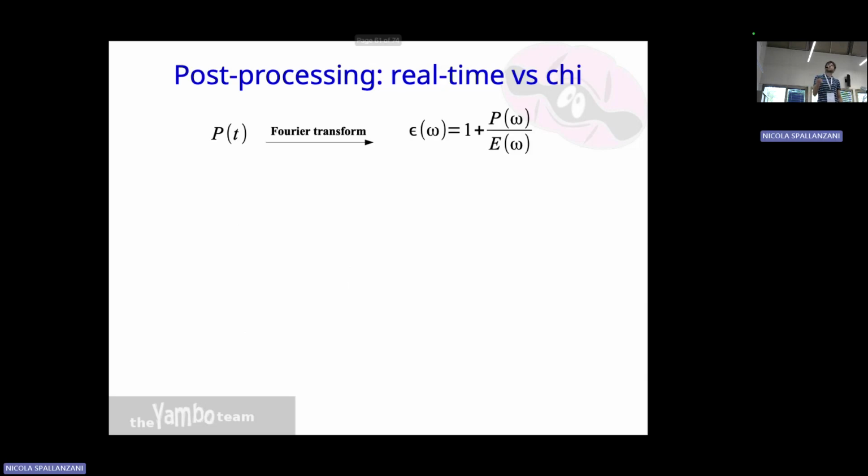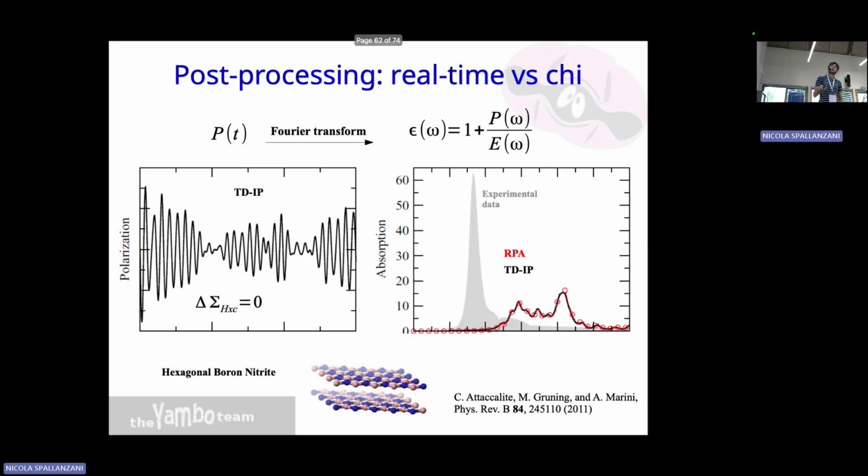So after you do that, you can perform the real-time propagation. As we said, we get the time-dependent polarization, and when we Fourier transform it, we can get the dielectric function. And what was shown in the first application of this scheme is that if you actually propagate the equation of motion without any electron-hole exchange correlations, you will Fourier transform it, and you will exactly obtain what is called the independent particle absorption. So here is the comparison with the absorption computed at the RPA level, independent particle, with the independent particle propagation in real time.